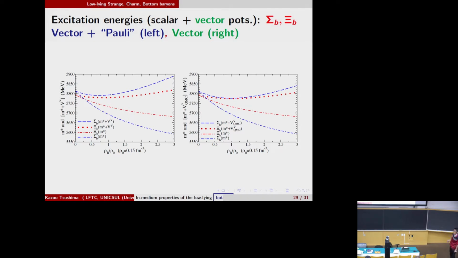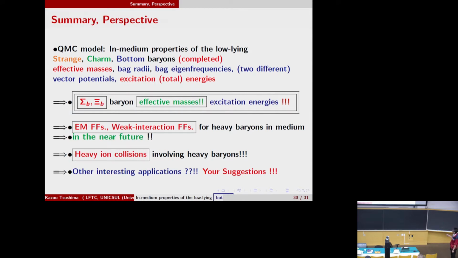One suggestion. Okay, that's okay. So the main point was sigma B and cascade B, varying effective mass or Lorentz scalar potential, and also excitation energy, including vector potential. So using the obtained wave functions in nuclear medium or symmetric nuclear matter, there are many things that can be done: electromagnetic form factors, weak interaction form factors, or maybe parton distributions. I don't know so much detail how to calculate. If someone can calculate using the bag model, I can provide the wave function.